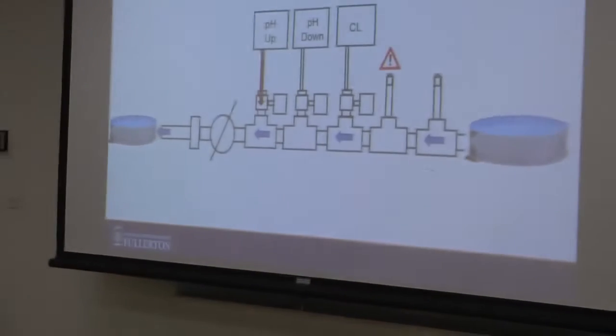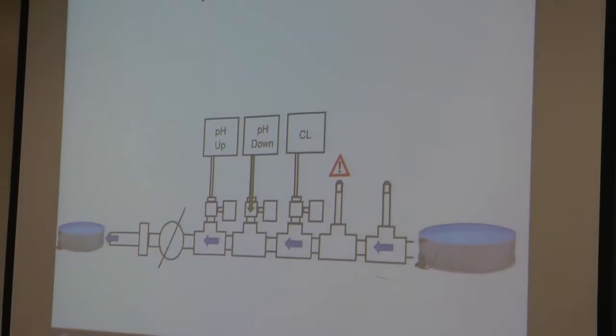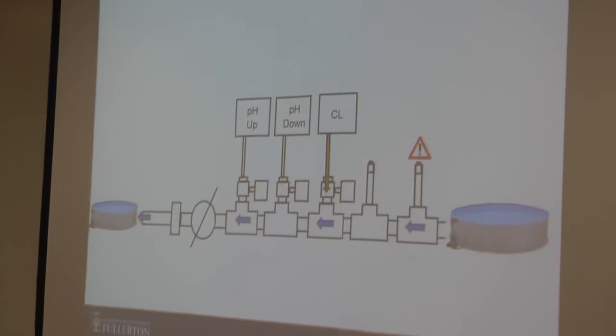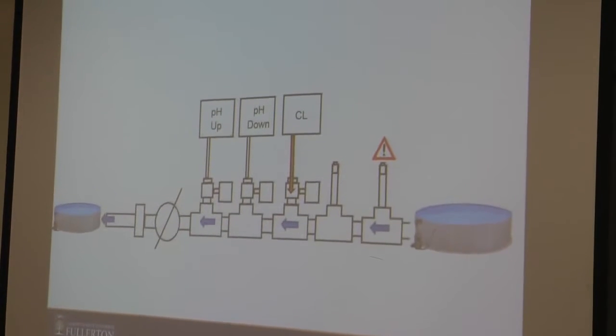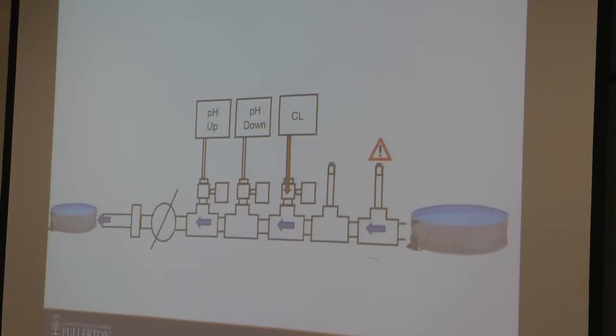So if we take a look at this scenario right here, our pH sensor is noting that there's not enough pH in the water, so it's going to dispense pH up. In this case, there's a lot of pH in the water, so it's going to dispense pH down. In this case, our ORP sensor is alerting us that there's not enough chlorine in the water, so it's going to dispense chlorine.